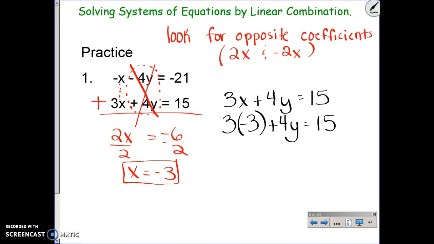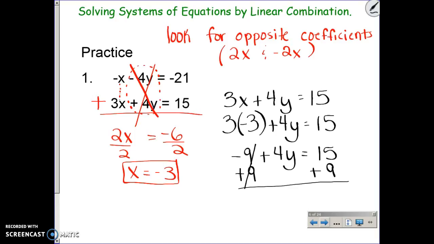And now this is just like substitution. Once I have one number, just plug it in. Now I'm going to have to do a little bit of work to get the y. That's what kind of stinks about elimination. Usually I have to do work to find the second variable. But this is just basic algebra. It's nothing too crazy. Nothing beyond your abilities.